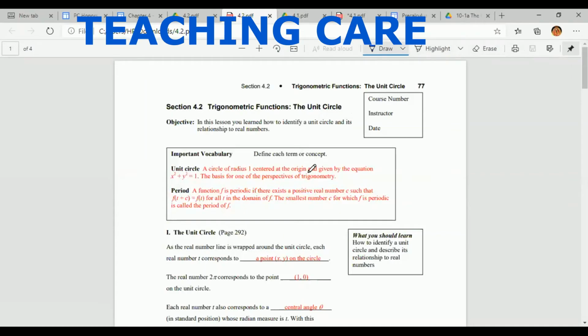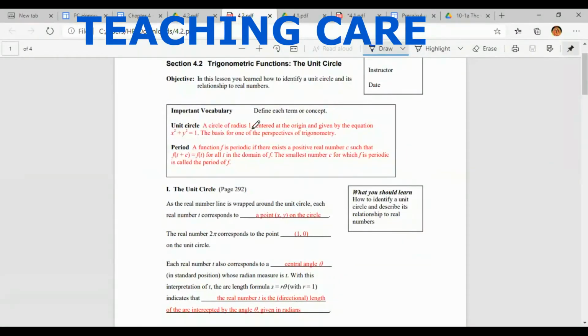What is a unit circle? As I told you, a circle of radius 1, with the center at the origin, is given by the equation x squared plus y squared equals 1. It's called a unit circle. So a unit circle means it's centered at the origin, with radius 1, and the general equation of a circle is x squared plus y squared equals r squared. Since your radius is 1 here, we are just replacing it with that.